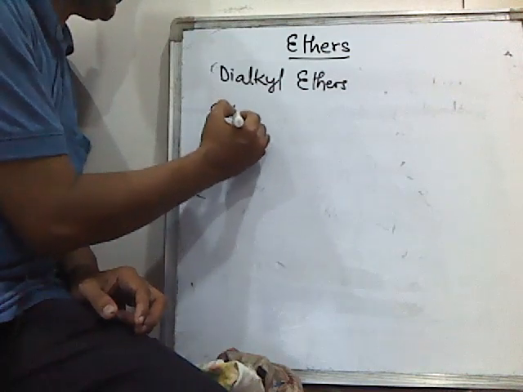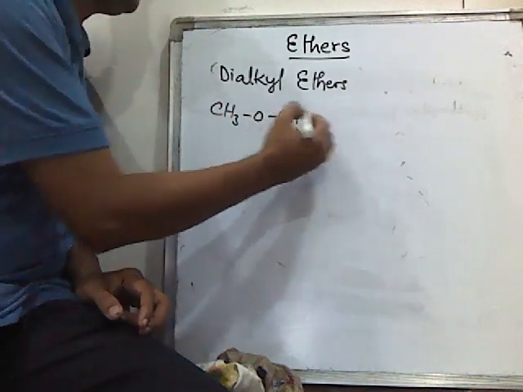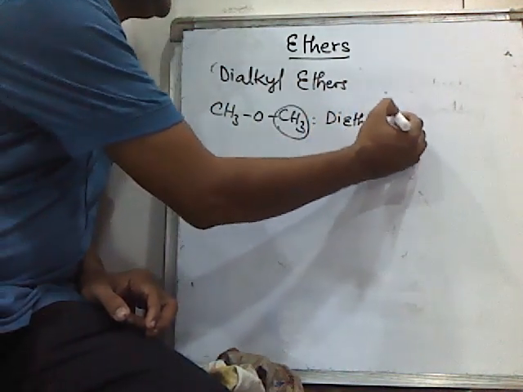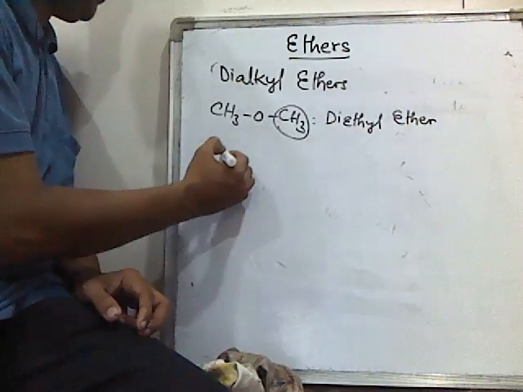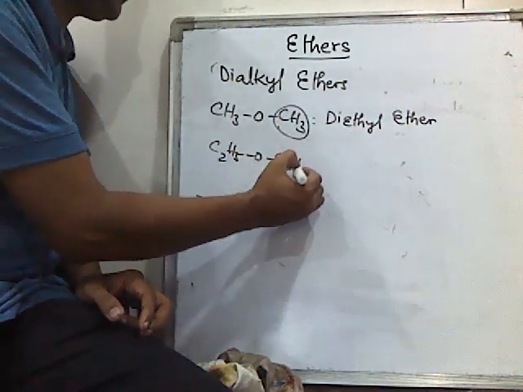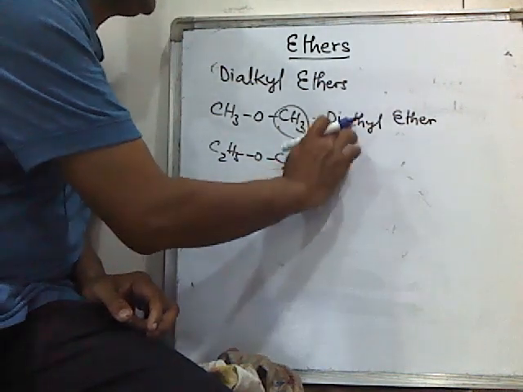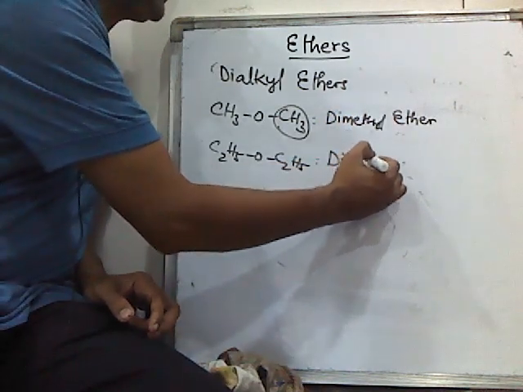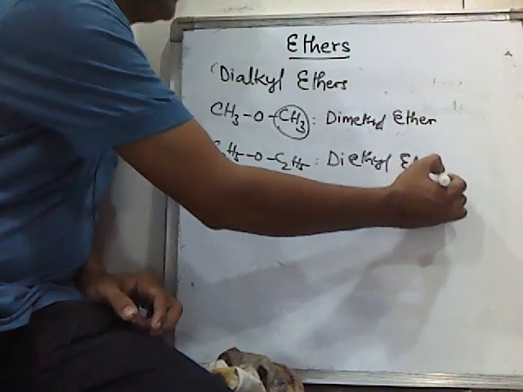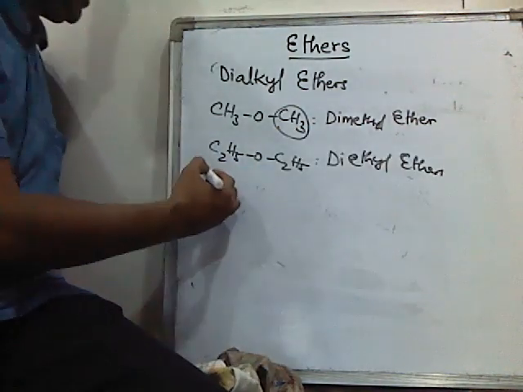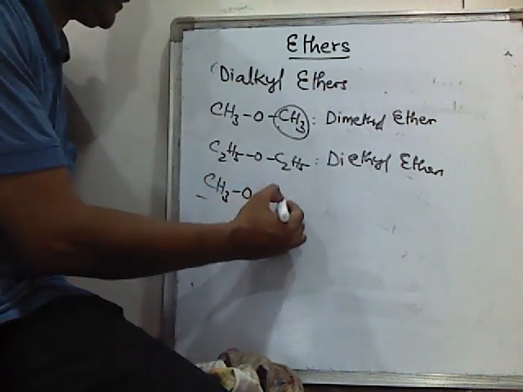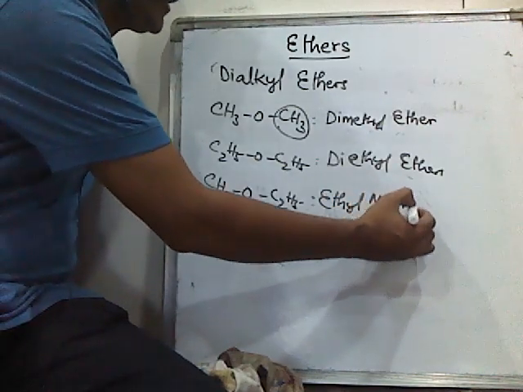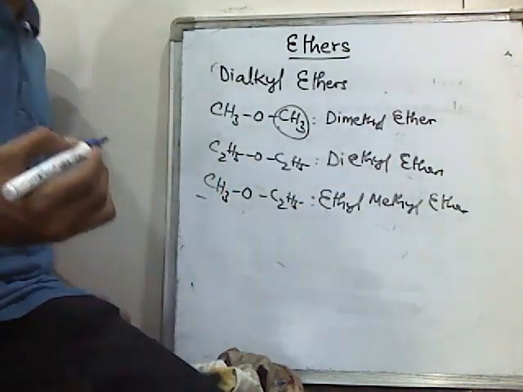For example, if you take CH3OCH3, the alkyl group is methyl, so it is called dimethyl ether. If you take C2H5OC2H5, it is called diethyl ether. For mixed ethers, for example CH3OC2H5, this is called ethyl methyl ether.